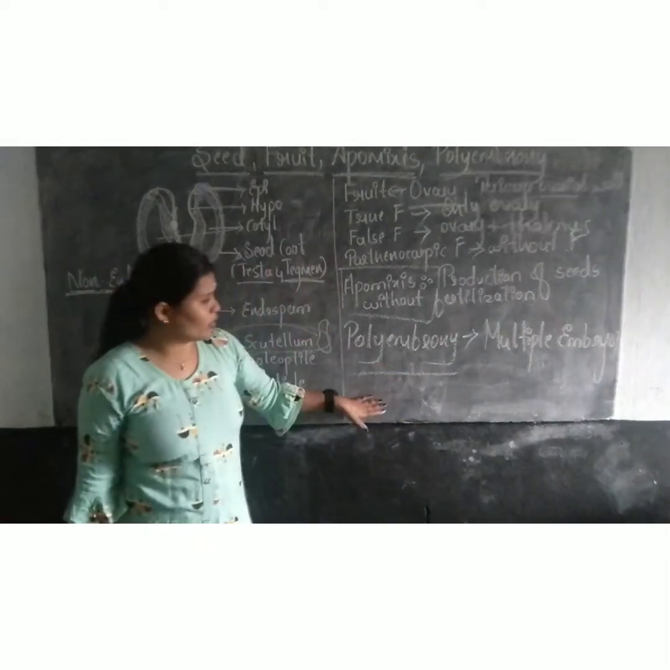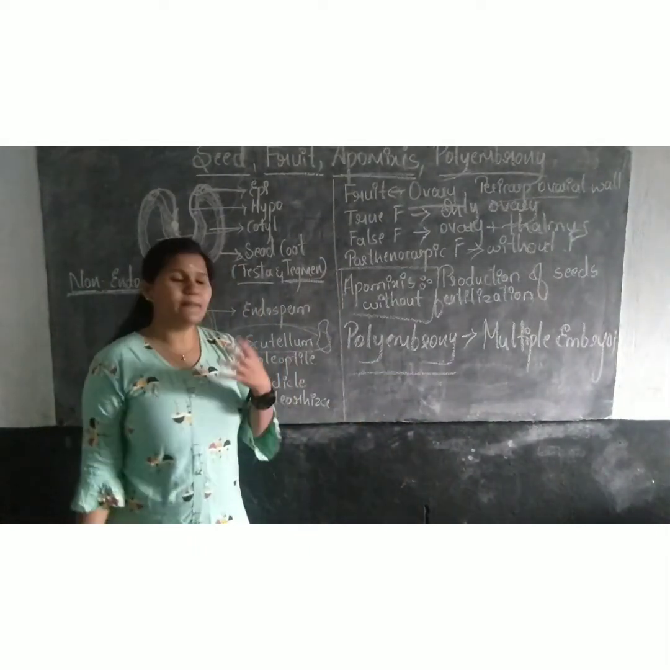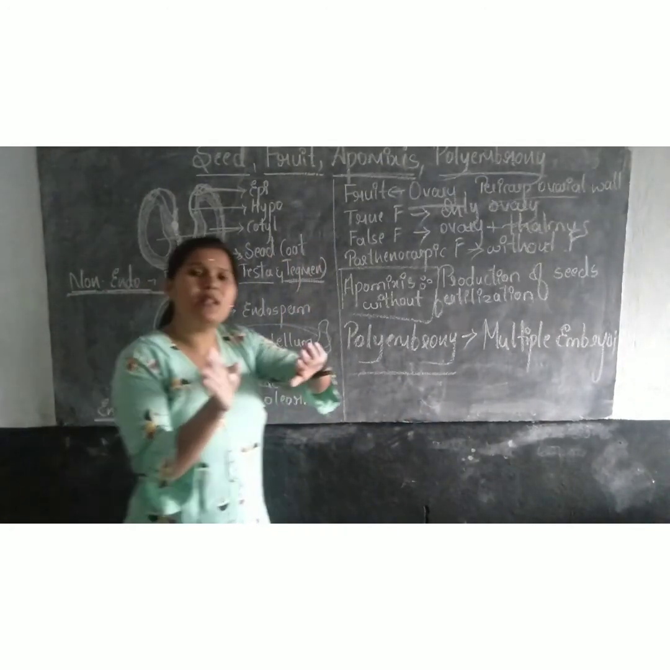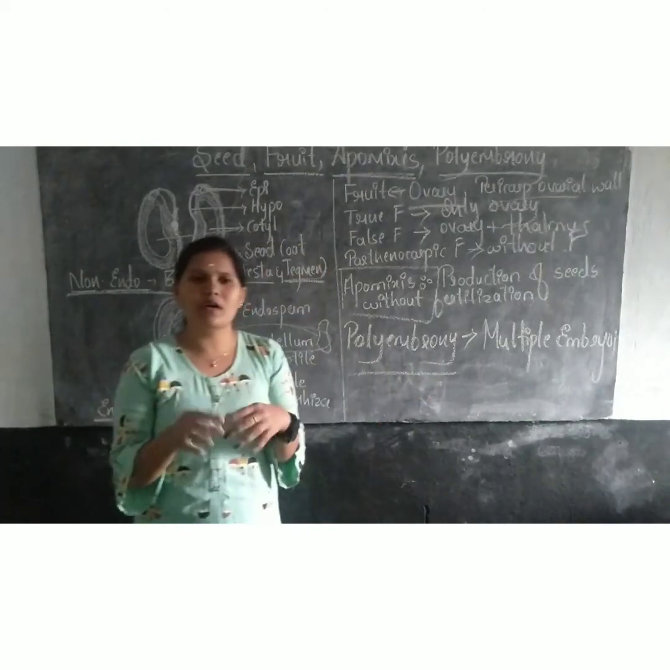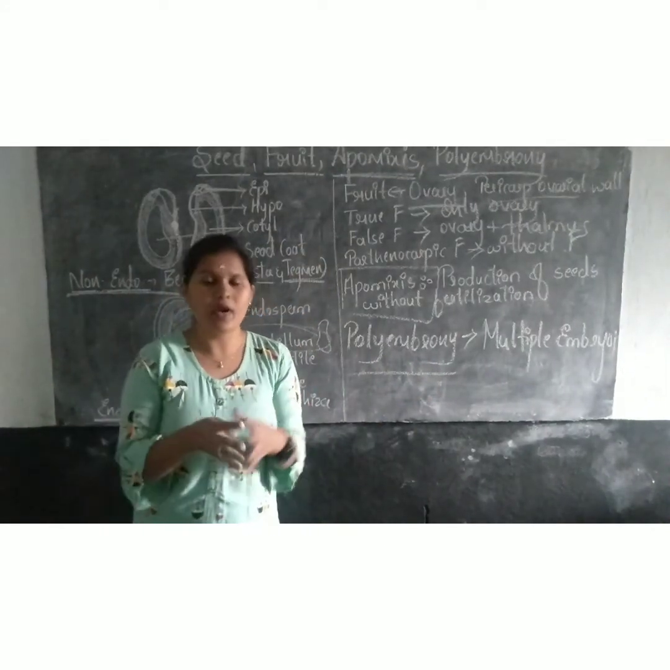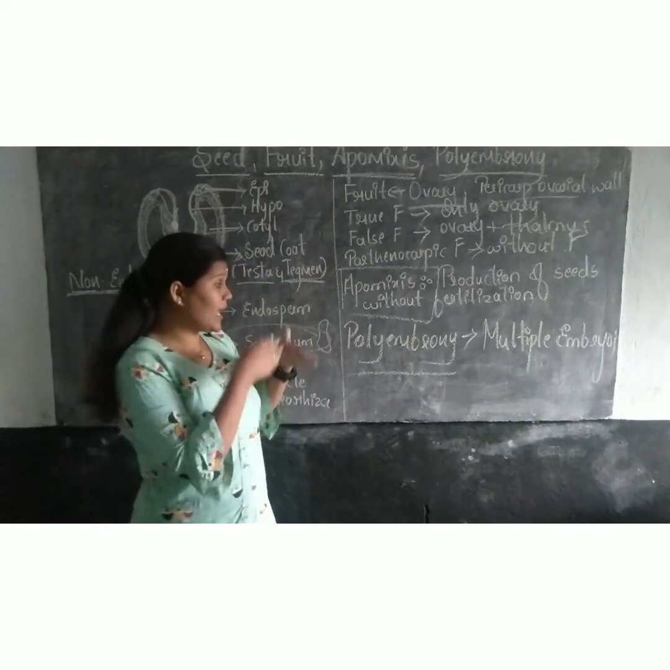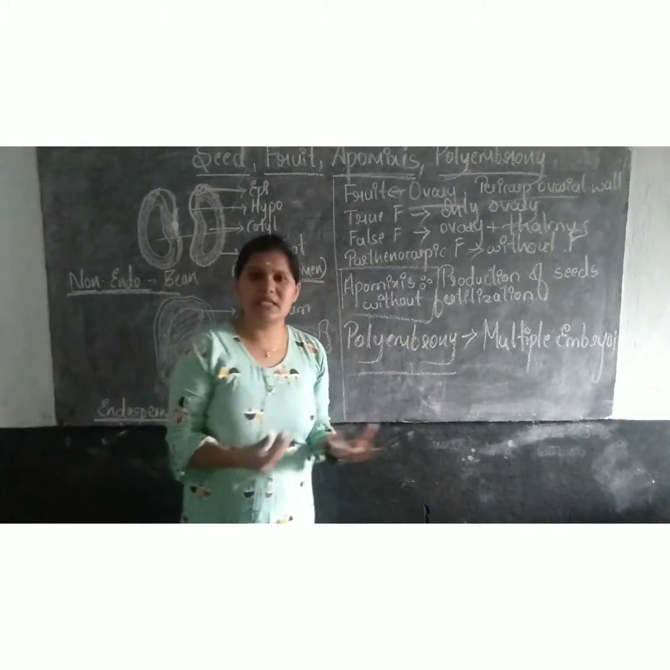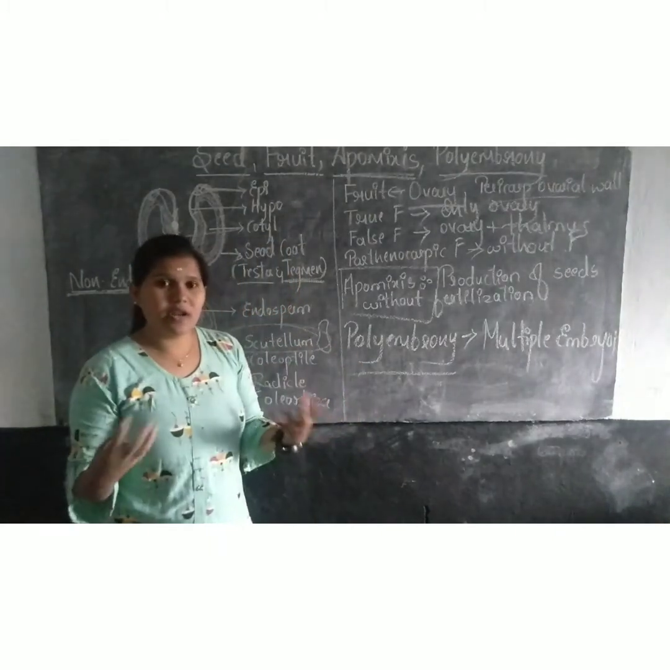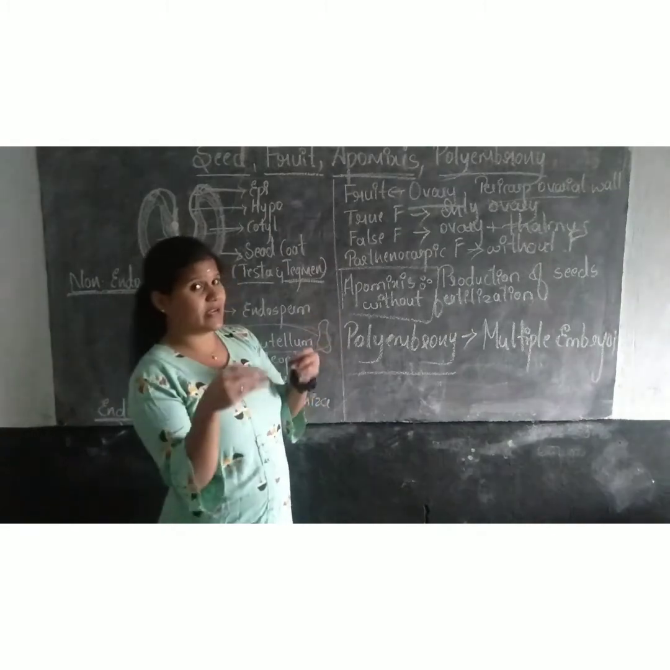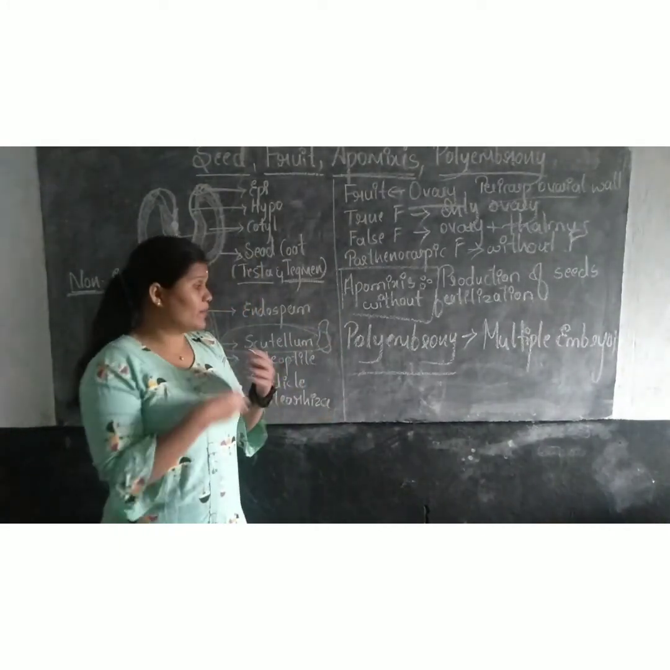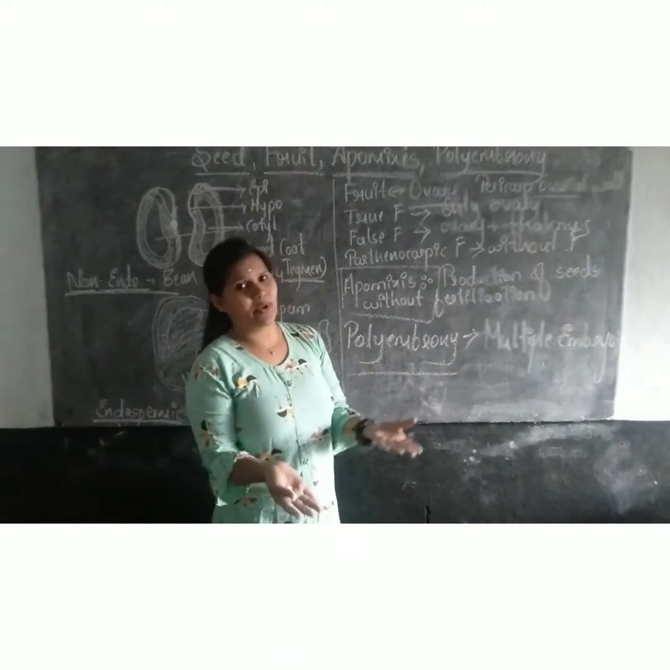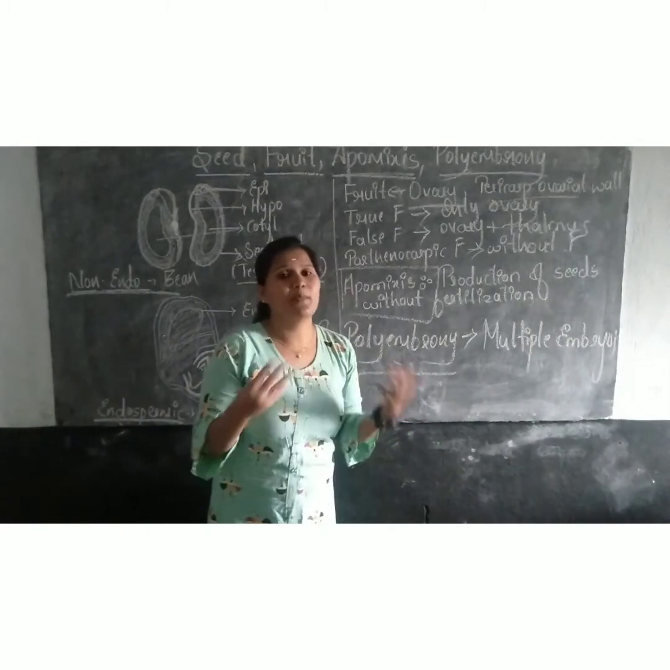In polyembryony, we can see two types: simple polyembryony and mixed polyembryony. In simple polyembryony, there are more than two or three embryos, that is simple. In the case of mixed polyembryony, the diploid cells undergo division, and the cells present like nucellar cells and the embryo sac get differentiated and develop into many embryos. So that is called mixed polyembryony.